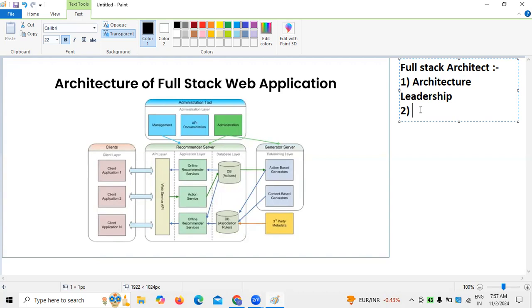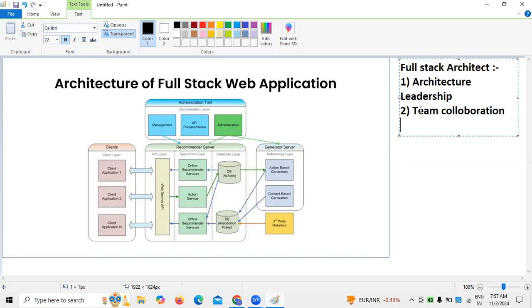Whatever I'm mentioning, these are all the underlying competencies: team collaboration, and at the same time technology delivery. These are all common for any full stack architect role, and one has to understand and be familiar with them.